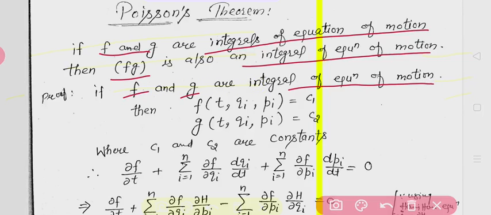So according to the definition, f of t, qi, pi is equal to some constant. That means the function of the Hamilton variables returns some constant value c1. g is also an integral of the equation of motion, therefore g of the Hamilton variables is also equal to some constant. Okay.